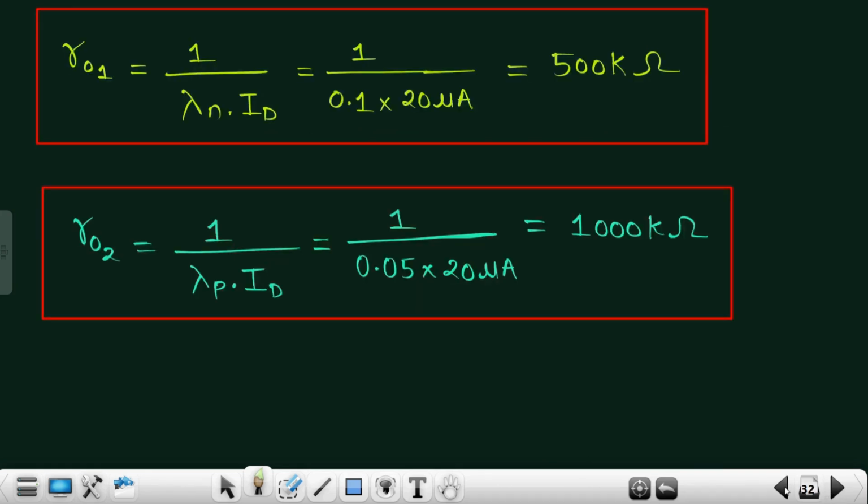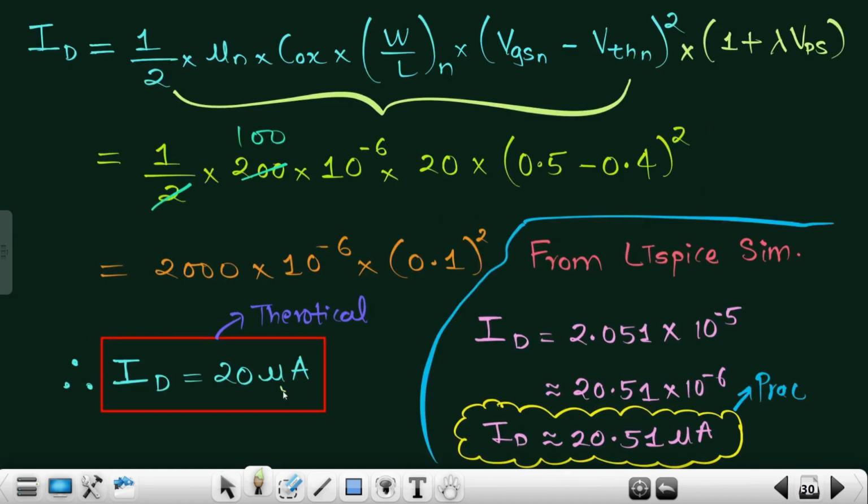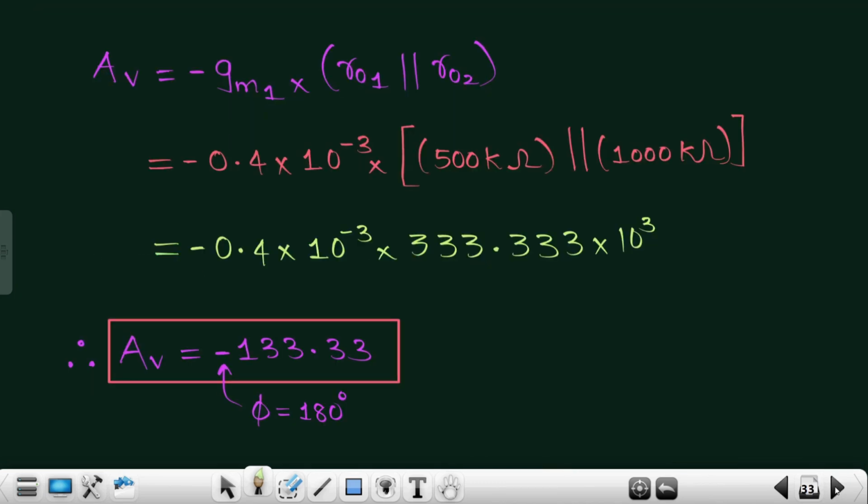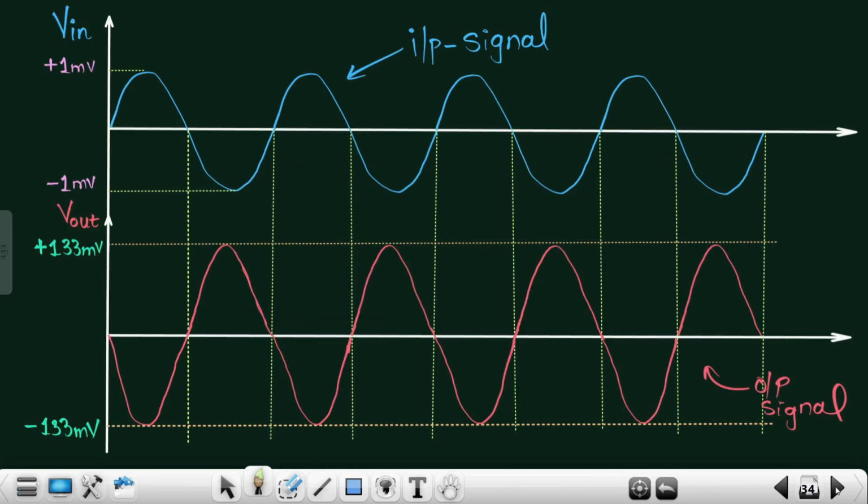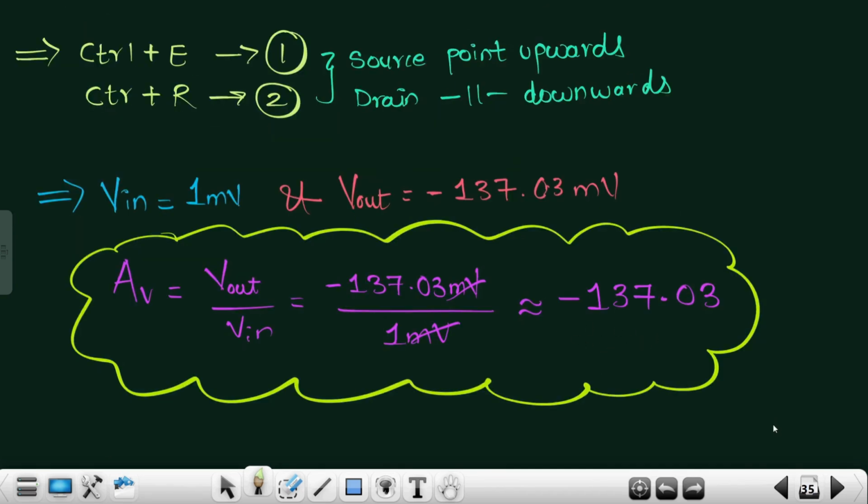So that's the overall idea. I hope you understood why exactly there is a mismatch between the theoretical value and the practical value, not by a huge amount, but certainly some mismatch. The reason is quite simple: we have not included this particular value, 1 plus lambda VDS. The moment you include it, your current will be almost equivalent to 20.51 microamperes, which is almost equivalent to the practical value. On top of that, the gain will also increase from minus 1.33 to probably minus 137, which we got. So that's the overall idea. I hope you understood this particular point.